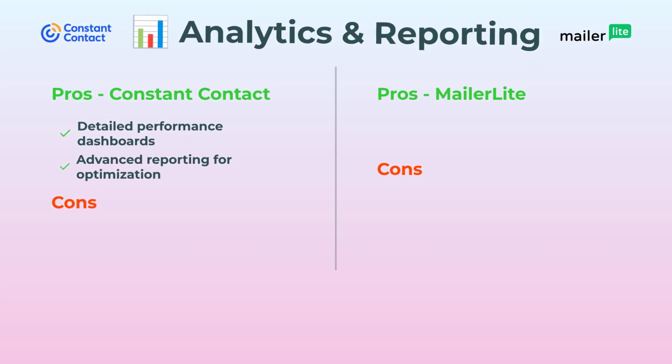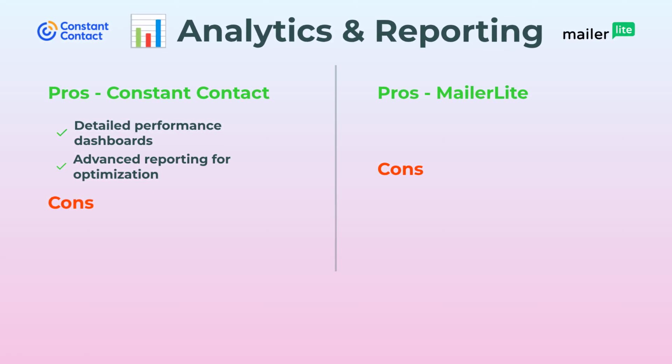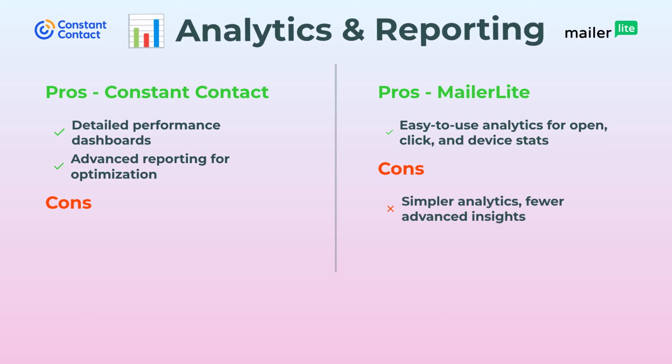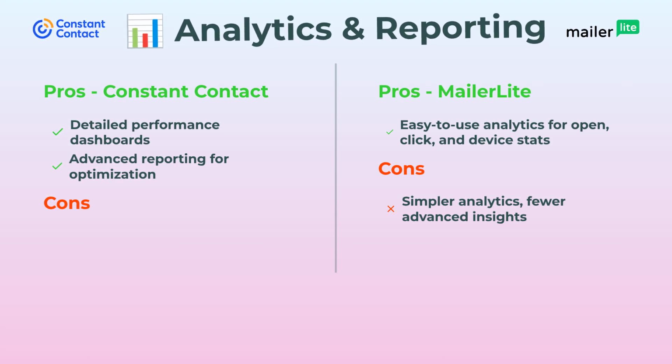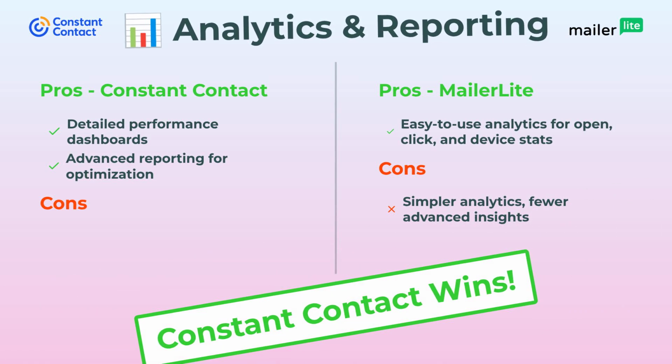Constant Contact just goes all in here. Their dashboards are detailed. Like, you get advanced reporting for optimization, slicing and dicing data however you need. There's honestly nothing really to nitpick here. MailerLite is a little simpler. You do get easy to understand stats, opens, clicks, device info, all that. But if you want deeper insights or more advanced views, you're going to miss that. So if you love knowing exactly what's working and what isn't, the win goes to Constant Contact on this one.